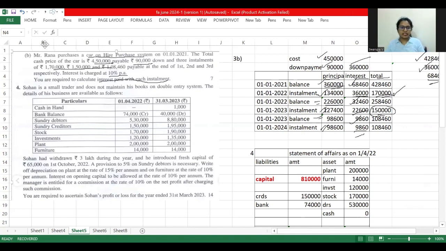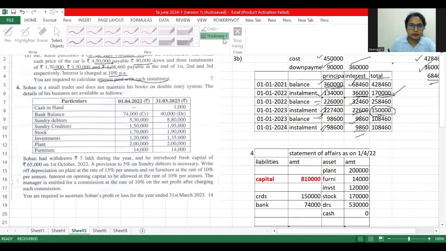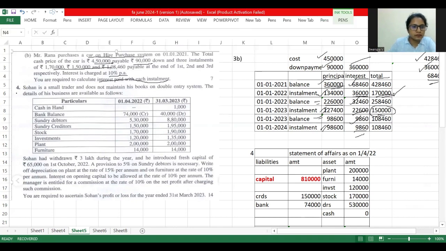Now next question, fourth question. Okay. Sohan, he is a proprietor. He is not maintaining books, so it is an incomplete record question. You need to prepare incomplete records immediately. You should know that you have to prepare two statements of affairs, one as on 1/4/22 and one as on 31/3/23. Okay. So I am preparing a statement of affairs as on 1/4/22.